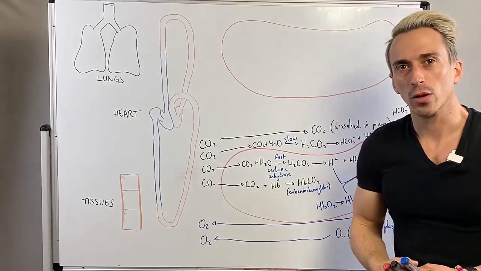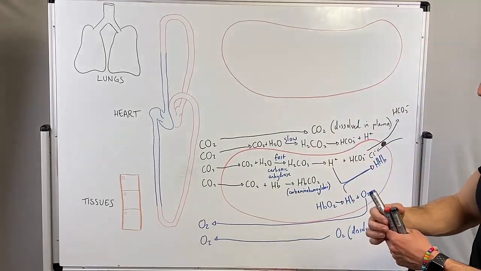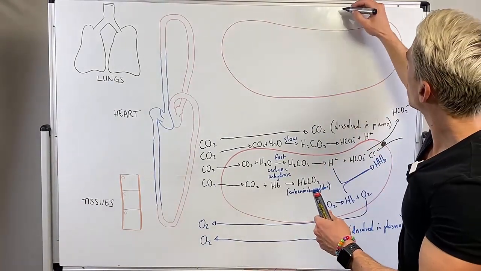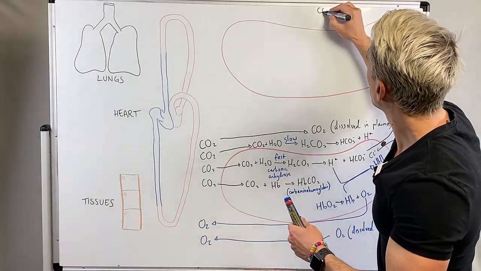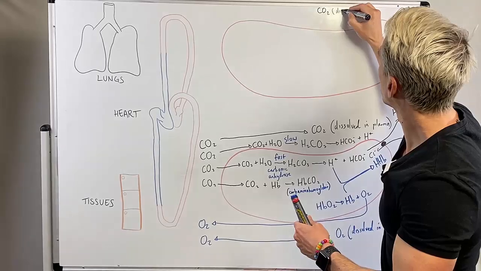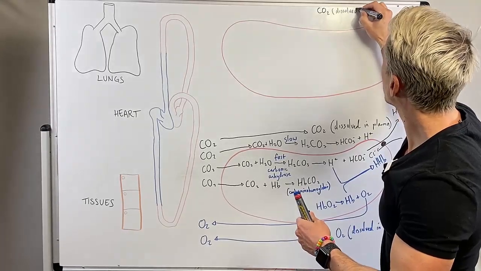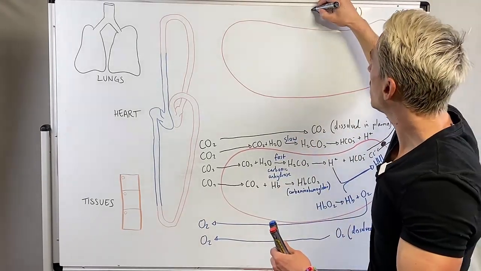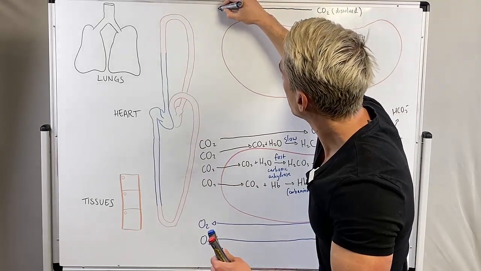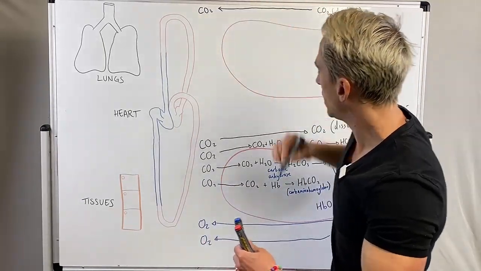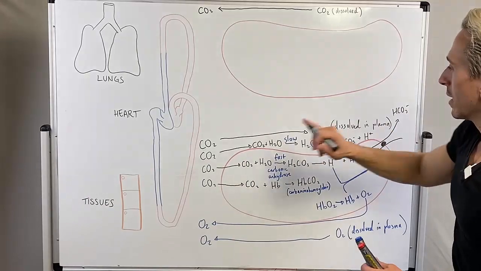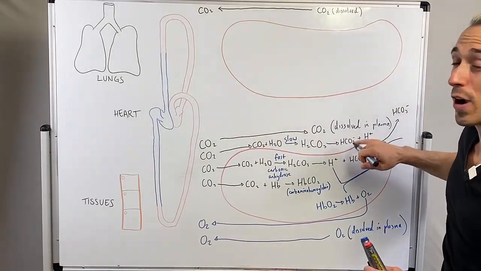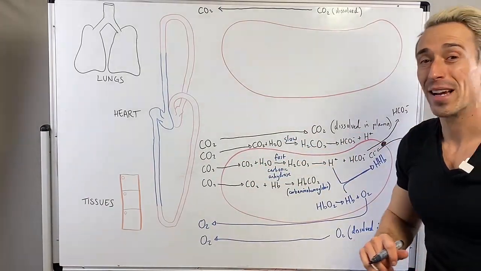And we can have a look. So let's start with carbon dioxide again. The carbon dioxide that's just dissolved in the plasma needs to get out to the lungs so we can breathe it out. So it just diffuses out. Easy peasy. What about the carbon dioxide that's stored, or transported I should say, as bicarbonate?